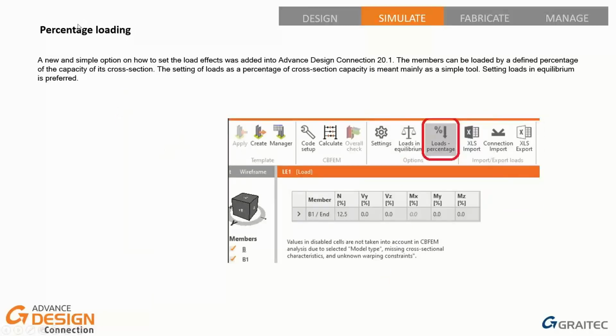Percentage loading. This is also another new option. As you know, we always needed to apply our direct internal forces to the connection. Now we have a new option, which is percentage of loading. This percentage is based on the capacity of the cross-section, and it's just a simple tool to use. You can always also use the regular equilibrium loads option. Just to show you how this works, I can go to the software and apply some forces based on percentage.